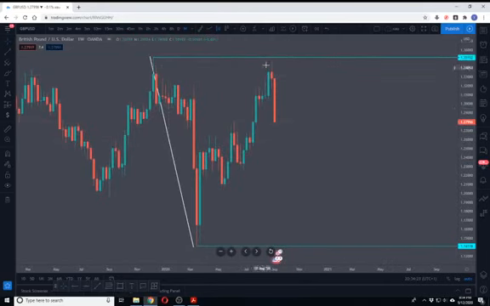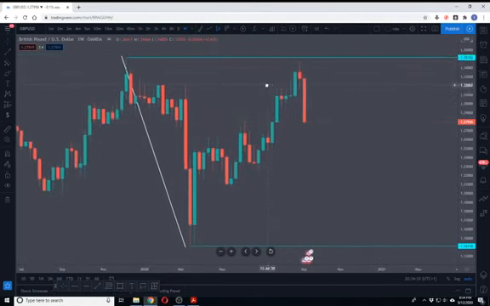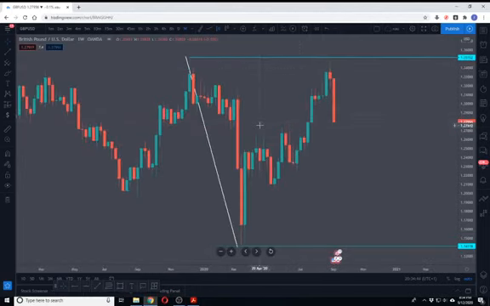It will mitigate the orders much higher up, and then it will continue to move down. So in this market, when you're looking at a market structure, what you need to look for is, what are we expecting next?